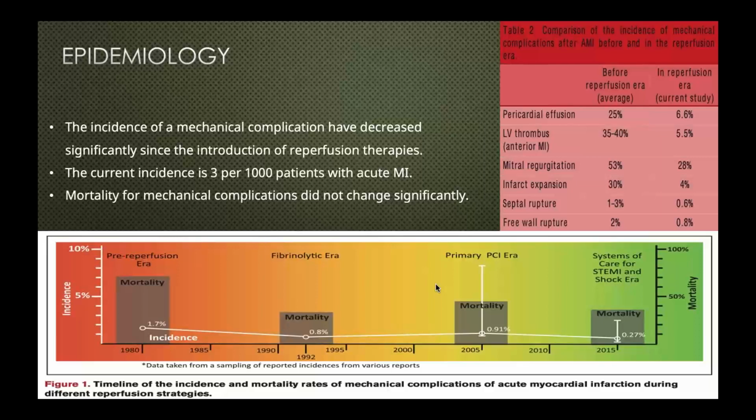And on the table on the right here, you can see each disease entity and its incidence in the pre-reperfusion era and the reperfusion era, where you can see a uniform decrease in all of the complications here, a very significant decrease in the incidence. Interestingly, the mortality rates have not really changed since then, which is, it still remains high, around 50%. And this is because these conditions are fatal, and even with appropriate surgical care, they still remain highly morbid, and the death rate is high.